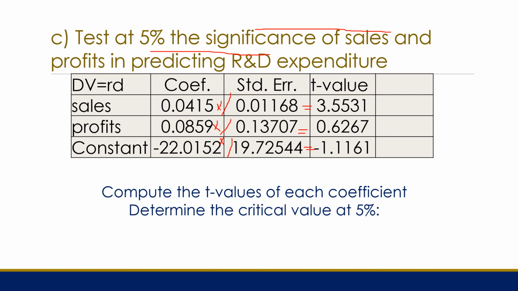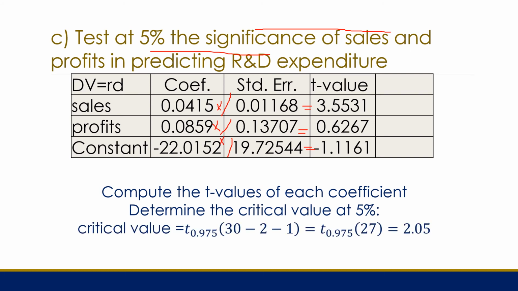And then to determine the critical value at 5% level, which we had not done earlier, sorry. So this one we are using 0.975 because our critical value is 5%, and our sample size is 32, so we will have 32 minus 2 minus 1, and you get 27, and the t-value is 2.05. So compare that one.